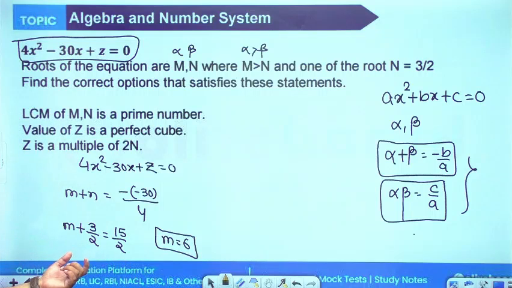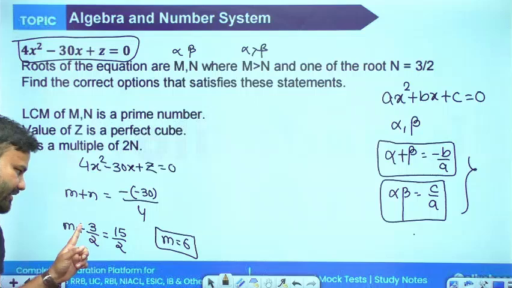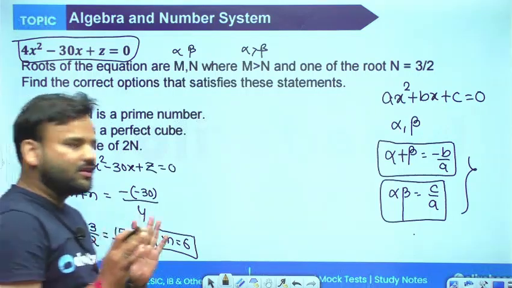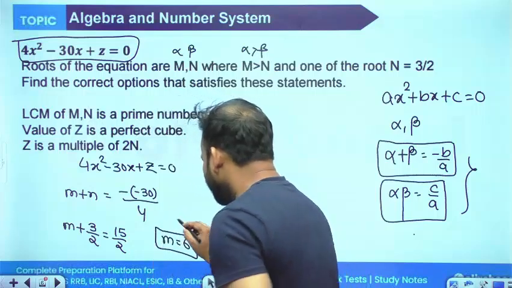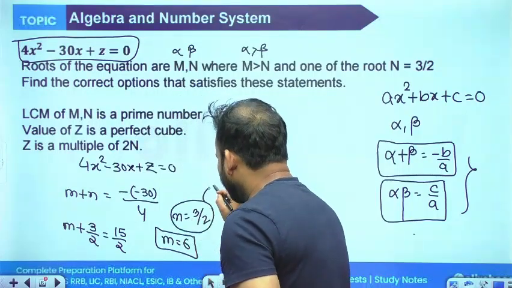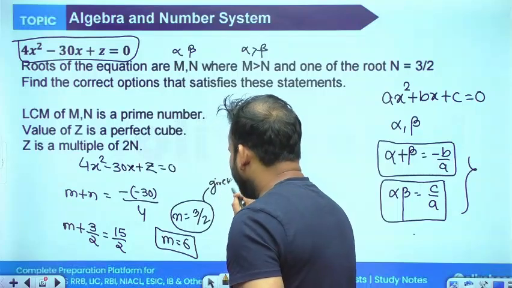How did I get this m as 6? See, 15 by 2 is 7.5 and this is 1.5. So 7.5 minus 1.5 is 6. So we got both the roots. So n is 3 by 2. It is given, right? So this is given. And m we have calculated.